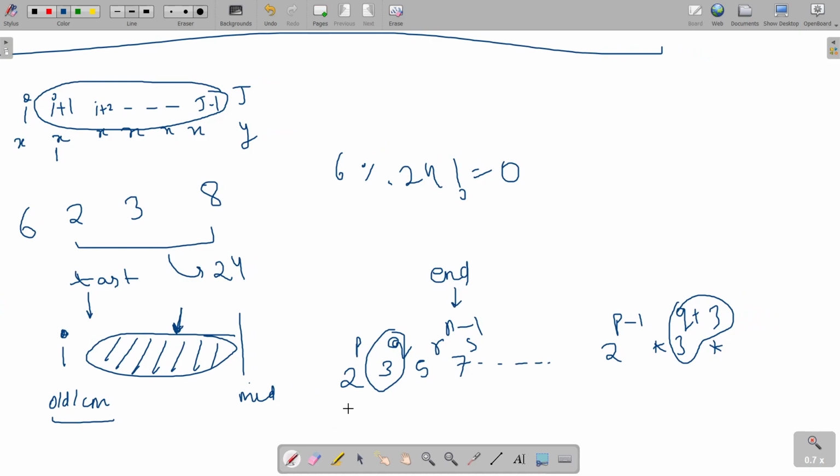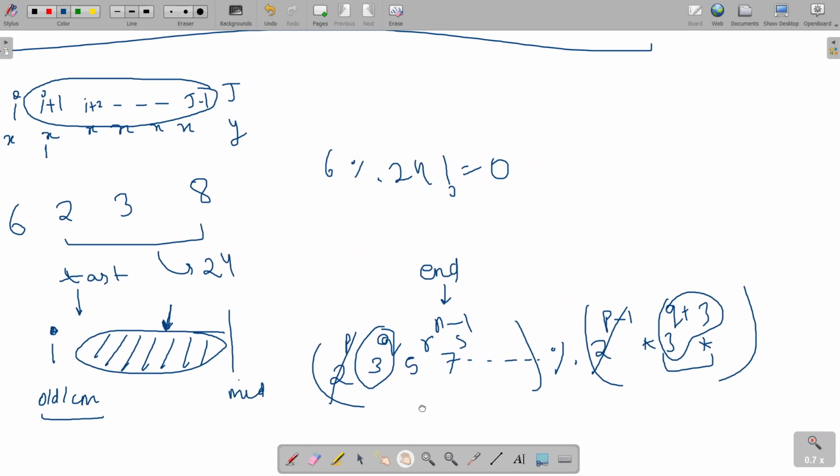And it's very obvious to see that this value will not be 0, because this will divide this, but then this 3 to the power q will not be divided by this value, because it's greater than 3 to the power q.